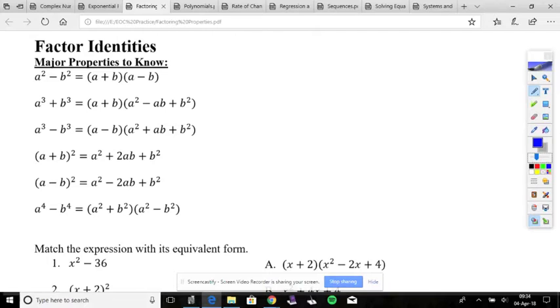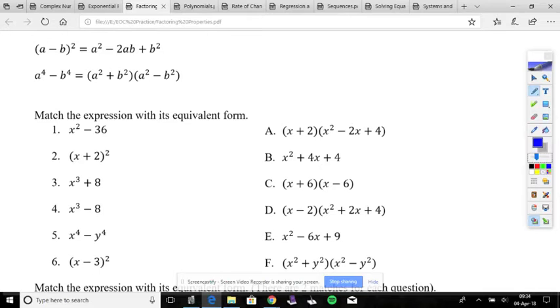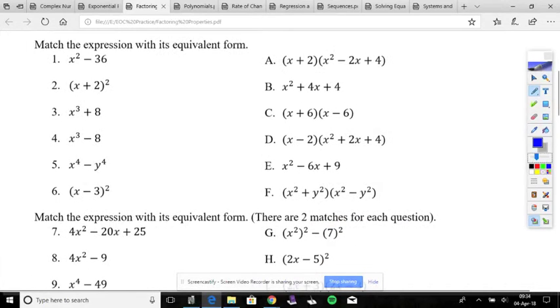However, all these other ones are a little bit different. But we're going to use them. We're just going to try and show you how to match them, because all you're really going to need to do on the test is match them. You don't have to solve them, you just have to match them. All right? So look at number 1. Number 1 is a difference of squares.